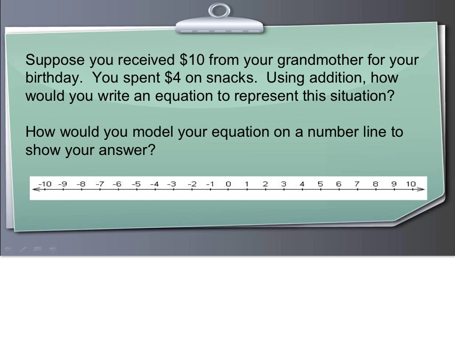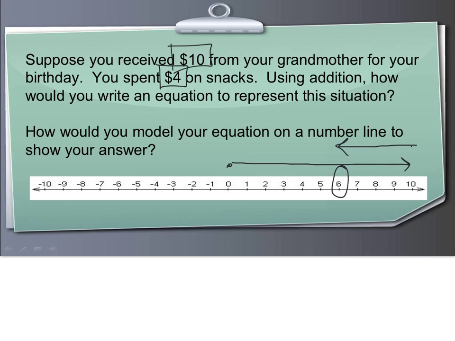All right, so we're going to start our first vector at 0 as always, and we're going to receive $10. So we're going to move to the right 10 spaces. This vector represents the money you received from Grandma. Our second vector starts where our first vector ended, and we're going to spend $4. So spending $4 will move us left. 1, 2, 3, $4. Our answer is $6.